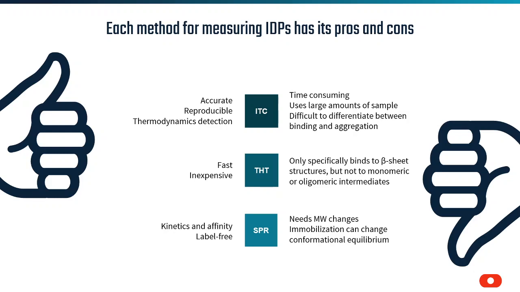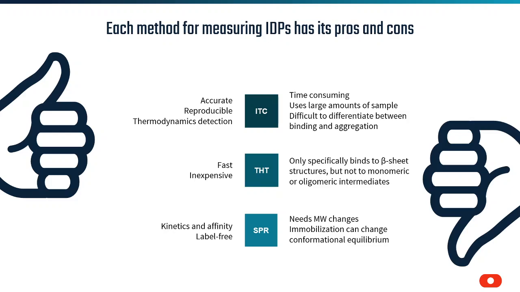ThT assays, on the other hand, are very fast, but the dye only specifically binds to beta sheet structures. This means that you can visualize larger aggregates and fibrils, but you cannot see the smaller oligomeric intermediates. And that's a problem because recent studies have shown that it's not the large aggregates that are dangerous, but rather the small oligomers, because they are still mobile and they can even travel between neurons. So healthy neurons can be infected, a bit like through a virus.